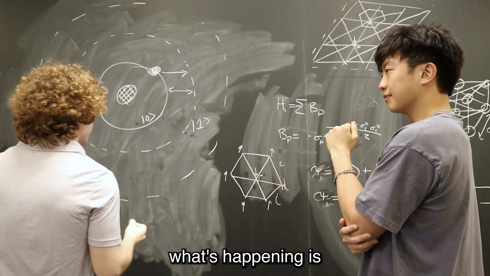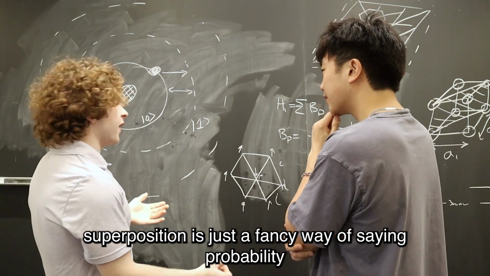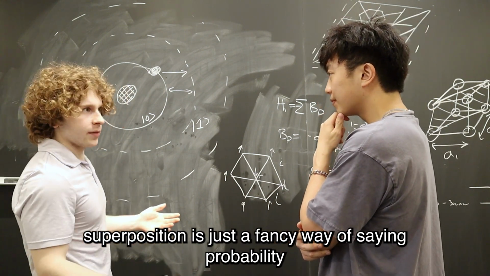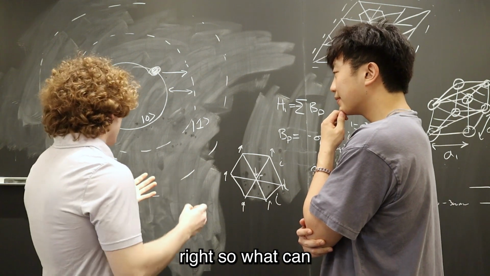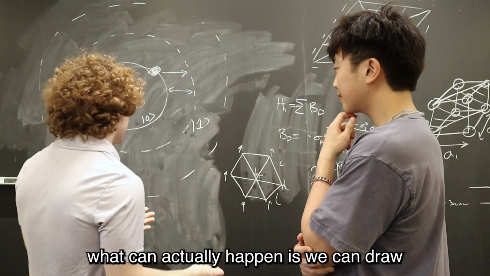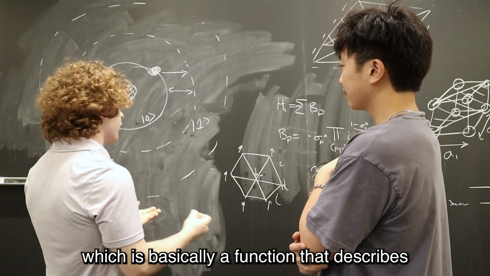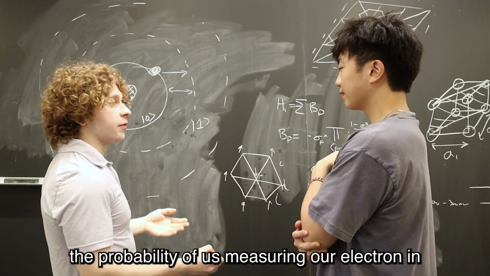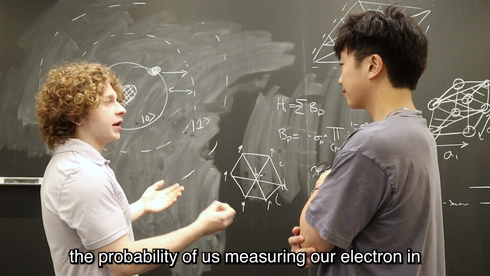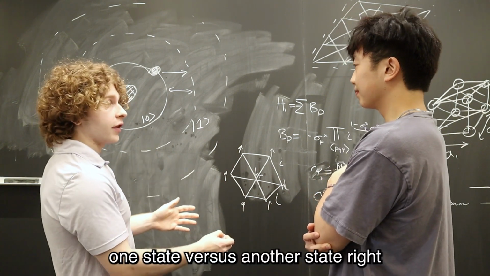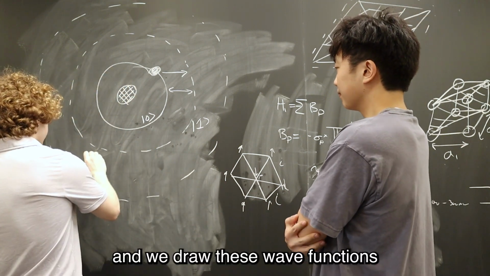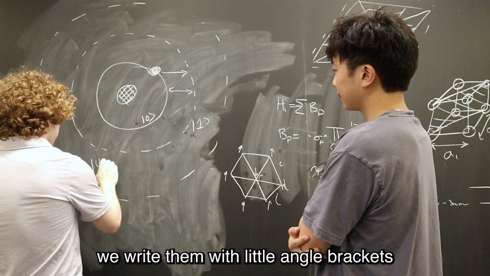So in reality, what's happening is superposition is just a fancy way of saying probability. Right. Okay. So what can actually happen is we can draw what's called the wave function of our electron, which is basically a function that describes the probability of us measuring our electron in one state versus another state, right? And we draw these wave functions, we write them with little angle brackets.